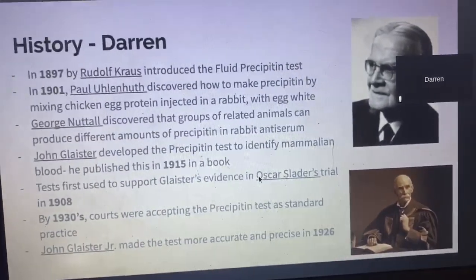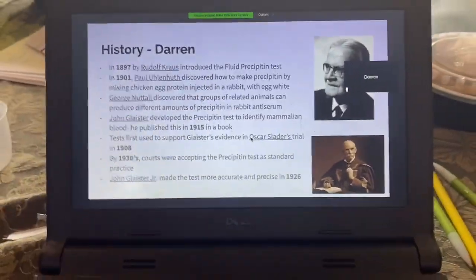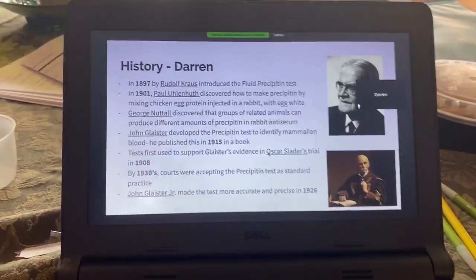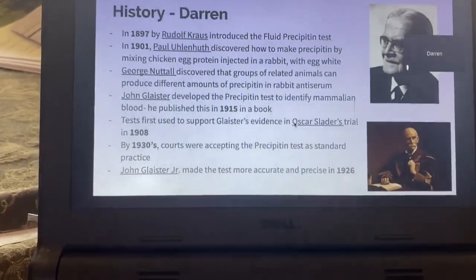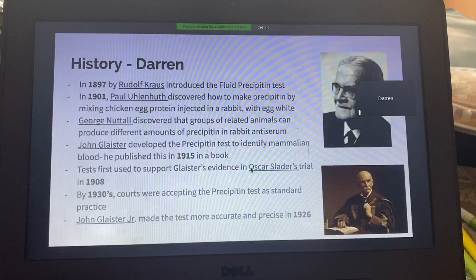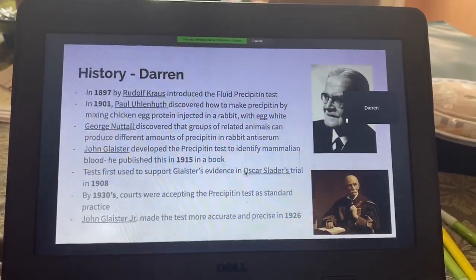The test was first used to support Glaister's evidence in Oscar Slater's trial in 1908, and by the 1930s, courts were accepting the precipitin test as a standard practice. John Glaister Jr., the son, obviously, of John Glaister, made the test more accurate and more precise in 1926.